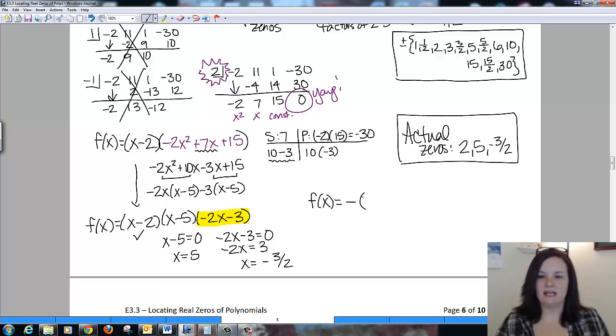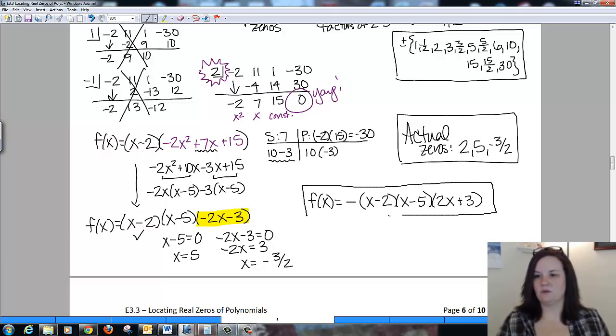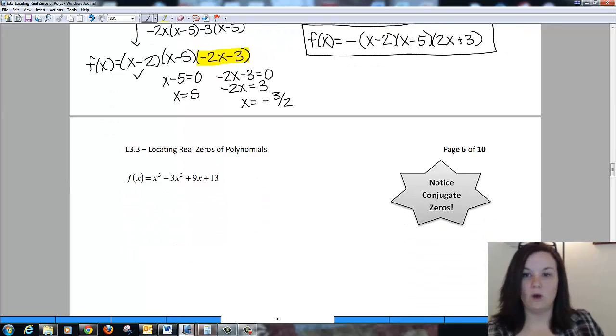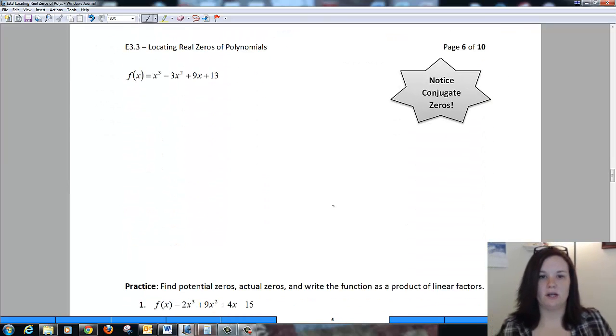So I'm going to put my negative out here, and then x minus 2, x minus 5, and then this term is now positive 2x plus 3. Okay, so that's what it looks like completely factored. Okay, all right, let me look at one more, and then I'll have y'all try one.